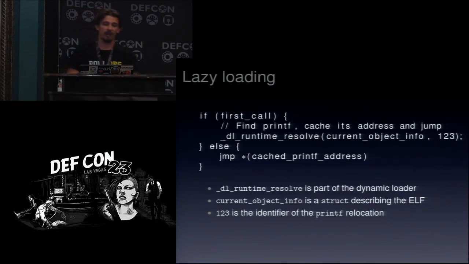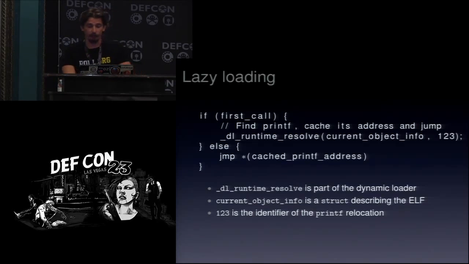Otherwise, it will just jump to the cached version of this function. For instance, if this is the trampoline of printf, there will be somewhere in memory, we'll see where, a place where the address of printf is cached. And DL runtime resolve will take care of finding where printf is, storing the address of printf at that cached printf address, and then also calling the function.